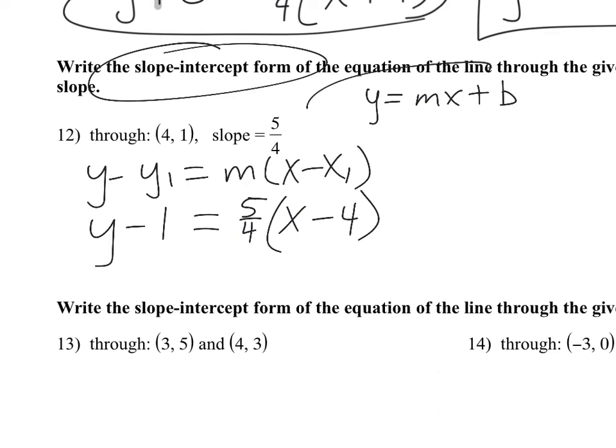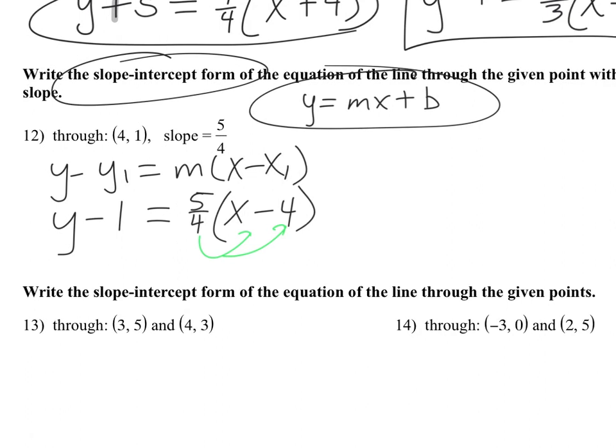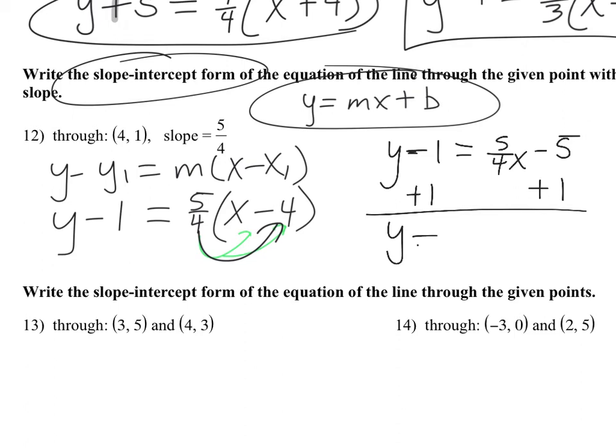So now I need to get it to look like this. So my first step is that I'm going to ditch those parentheses by doing distributive property. I'm going to continue working it over here, guys. So 5/4 times x is 5/4 x. 5/4 times negative 4 will give you a minus 5. I'm going to bring the y minus 1 along for the ride over here. And finally, I need to isolate that y by adding 1 to both sides. So I've got y is equal to 5/4 x minus 4.